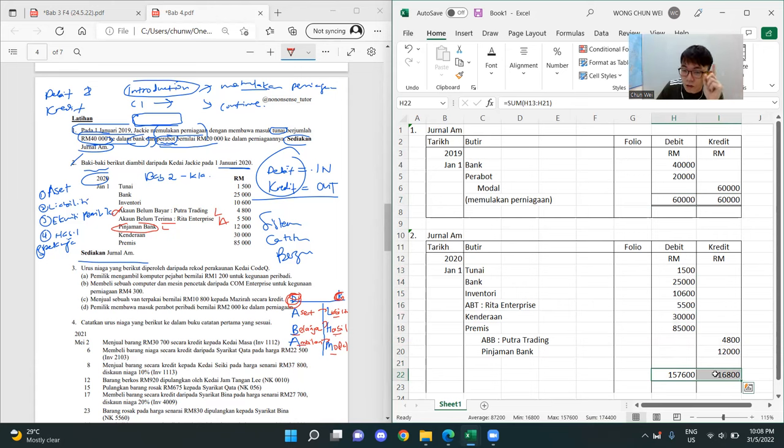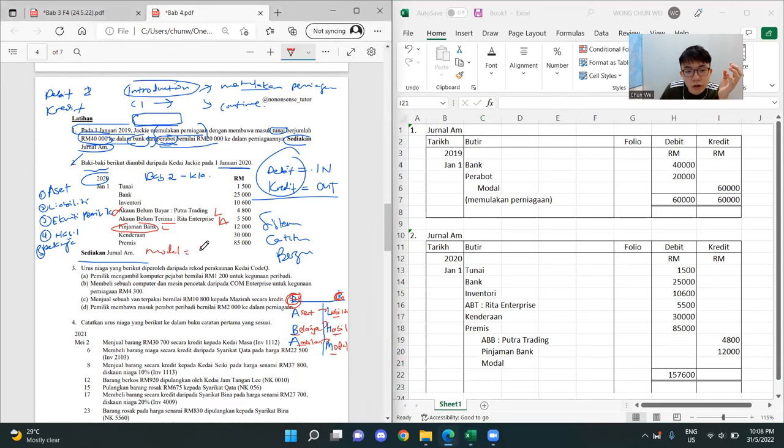And if you know, you should be able to realize by now, we miss out something, which is called what? The modal. Of course. In the beginning, in the business, there must be a modal there. There must be a capital there. All right? And how do we get a modal? If you can recall the formula, modal equals asset minus the liability.